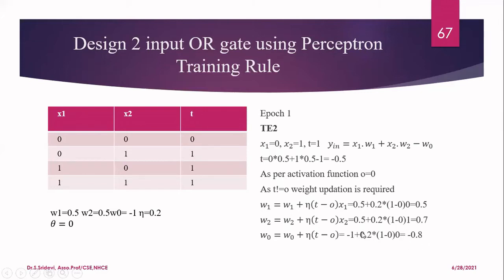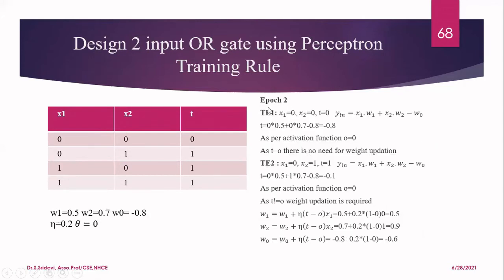So now after epoch 1, I can stop epoch 1. No need to continue with the remaining 2 training examples, because after the second training example you learn new weights. You have to update the weights. So I can stop epoch 1 now. I'm going to epoch 2 now. So now I'm starting with epoch 2.